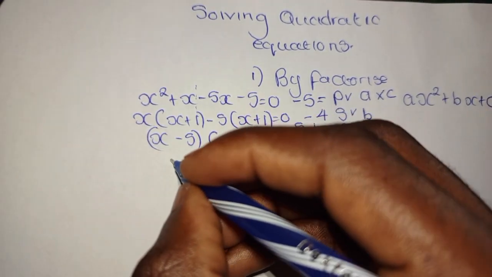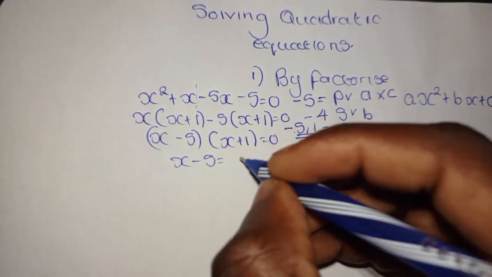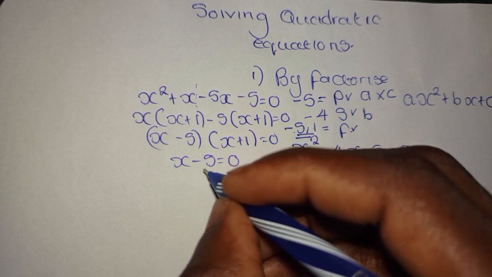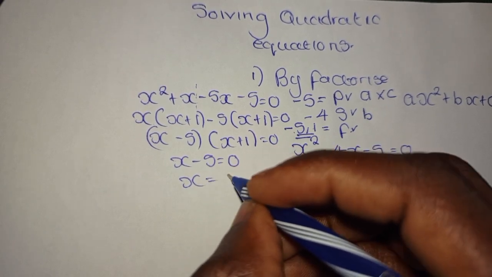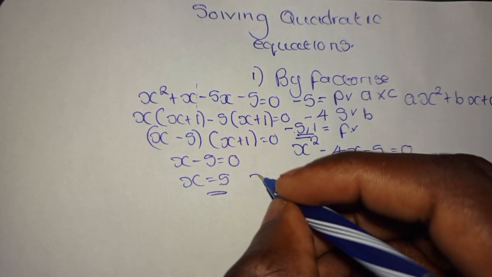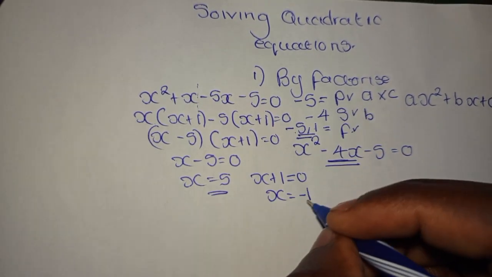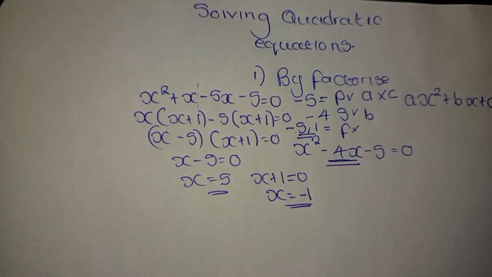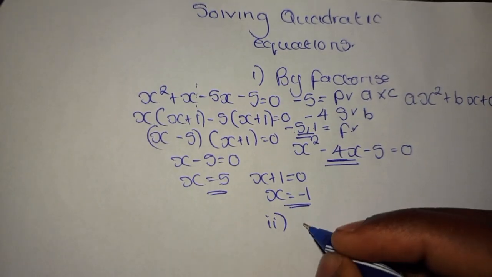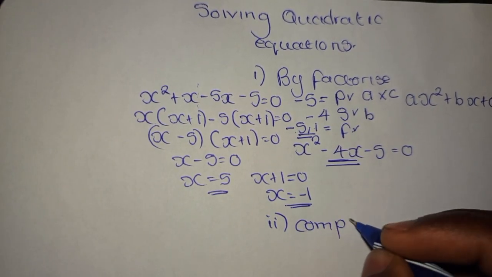Then from here, we equate each of these brackets equal to 0. So we have x minus 5 being equal to 0, where x is equal to 5. And we have x plus 1 being equal to 0, where x is equal to negative 1. So this is how we solve quadratic equations using the factorization method. The one that we have next is the completing the square method.